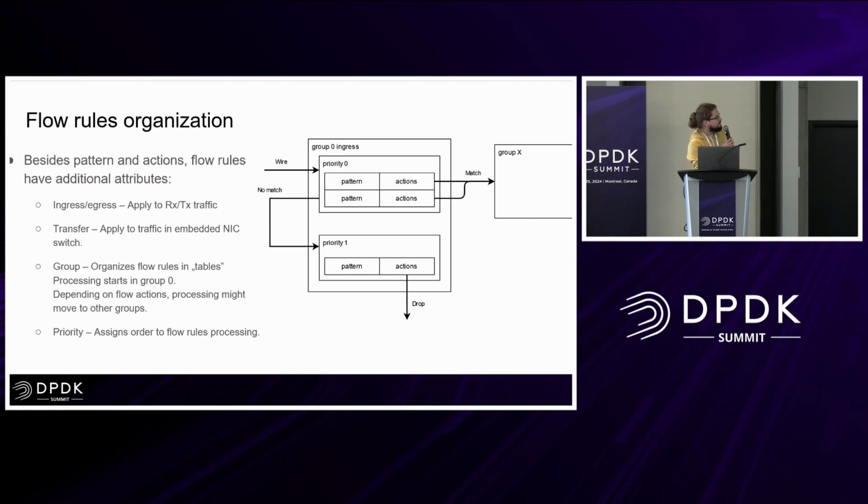Other types of attributes also available in Flow API are egress, which is like the symmetrical version of ingress, where we want to apply the rule to traffic on the TX side, and also transfer, which applies to traffic when we have a NIC capable of having an embedded switch, for example, in the setup where we have VFs also on the system.